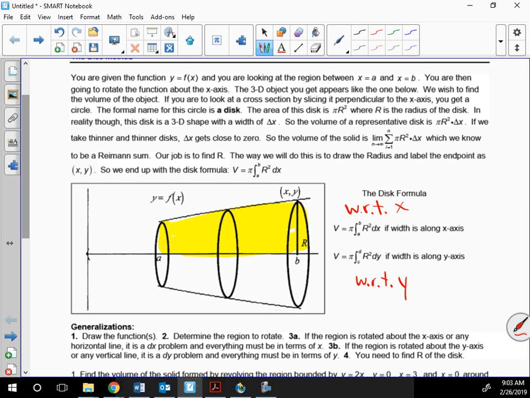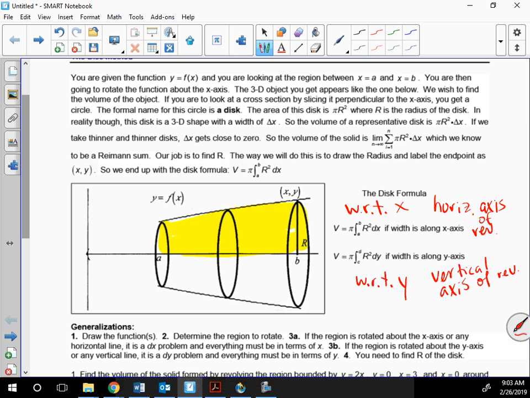Okay, so let's just write that out. This is going to be a horizontal axis of revolution. And axis of revolution is just the line that we're revolving around. If we have a vertical axis of revolution, that's when we're going with respect to y.